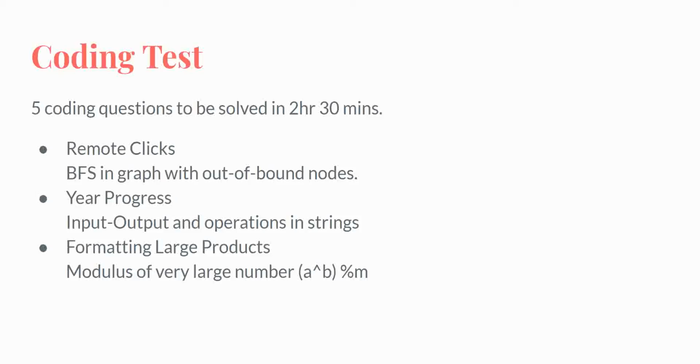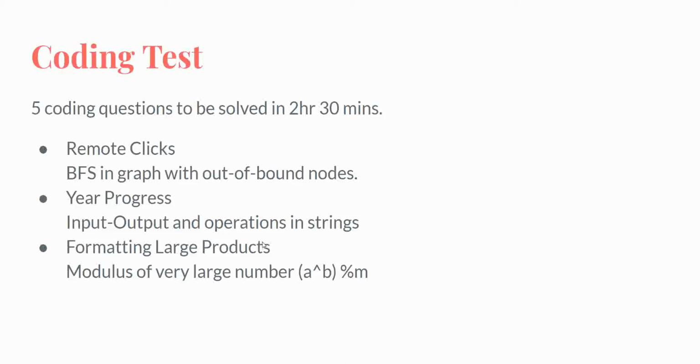The second question was year progress. This question was based on input, output and operations of string. In this question you were given a time and a date whole as a single string, and then you had to find out how much the year has progressed, like the percentage. For example, you were given that it is 10:30 p.m. on 1st of July 2007. You needed to find out how much of the year has passed. As on 31st December, 100% of the year would have passed.